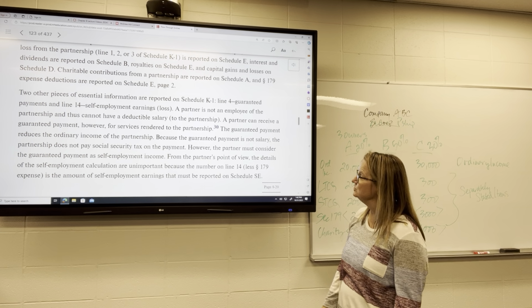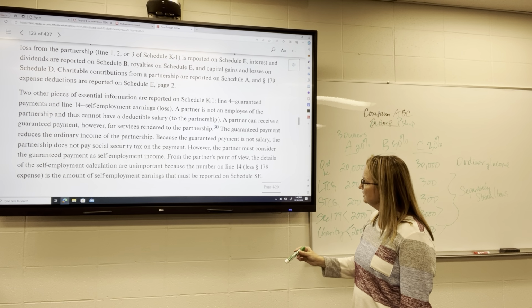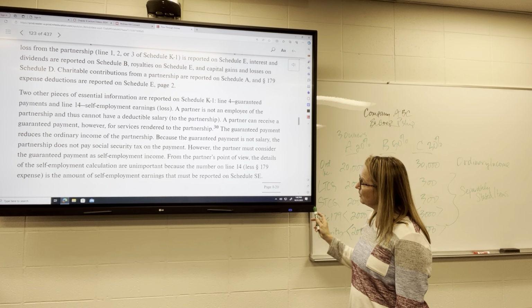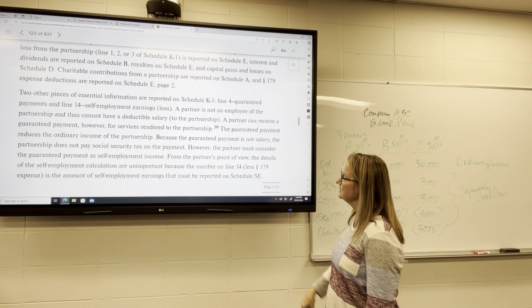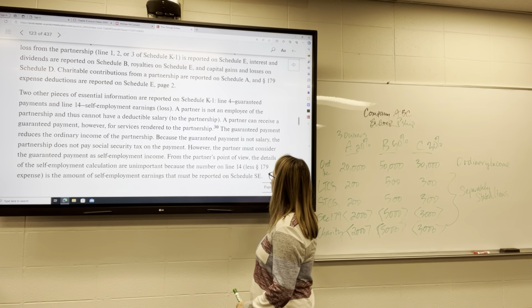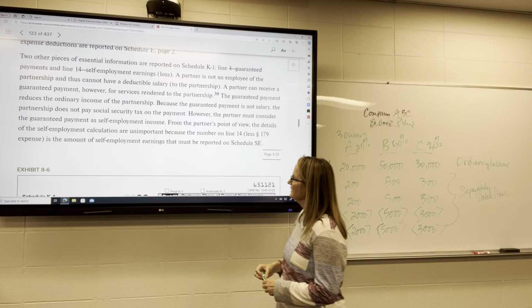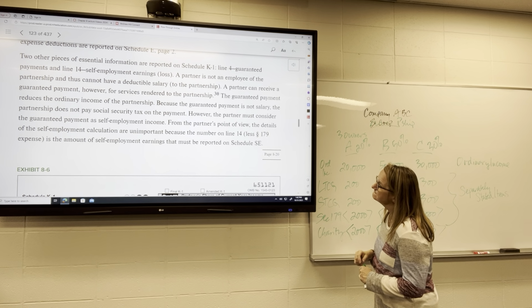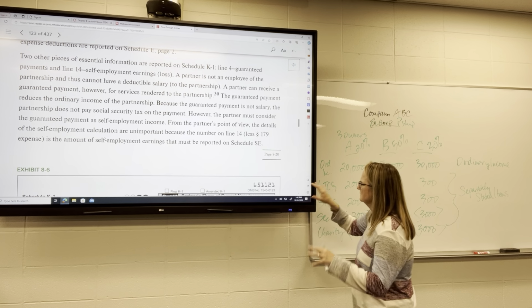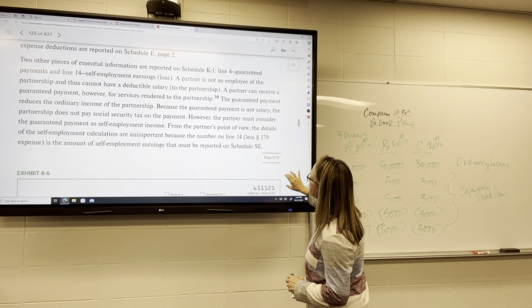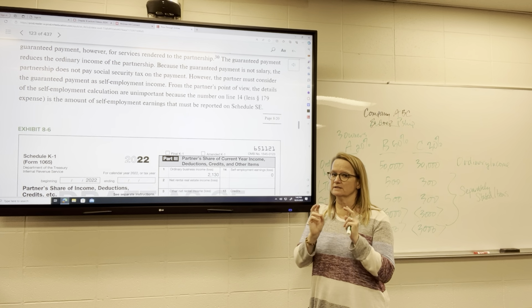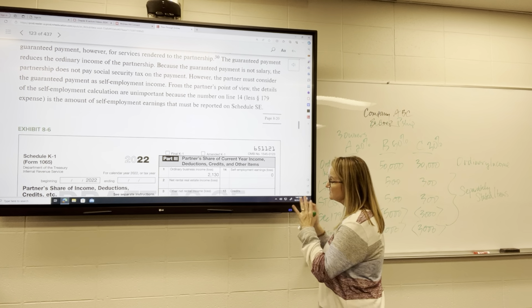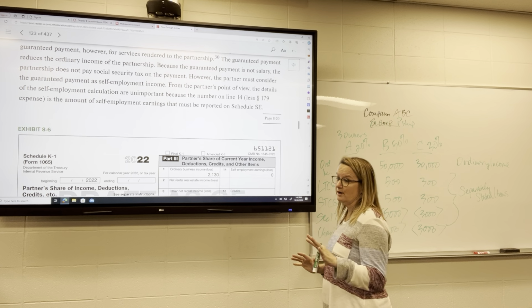The guaranteed payment reduces the ordinary income of the partnership. It is not a salary. The partnership does not pay Social Security tax on it. However, the partner does. The partner must consider the guaranteed payment as self-employment income. From the partner's point of view, the details of the self-employment calculation are unimportant. We don't really need to get into that, I don't know why they even put that in there. So like I said, it's not a salary. It's a guaranteed payment. It's going to be subject to self-employment tax, just as though it was a sole proprietorship.